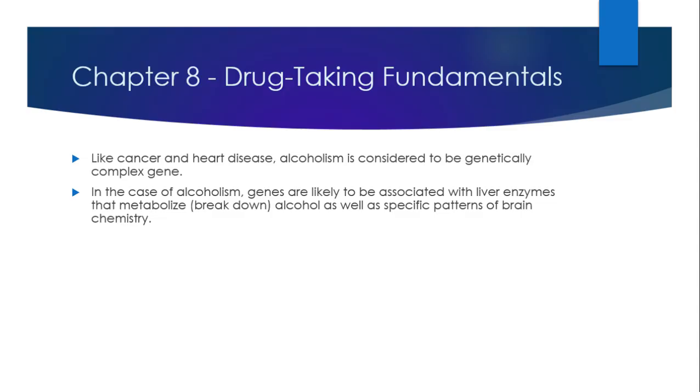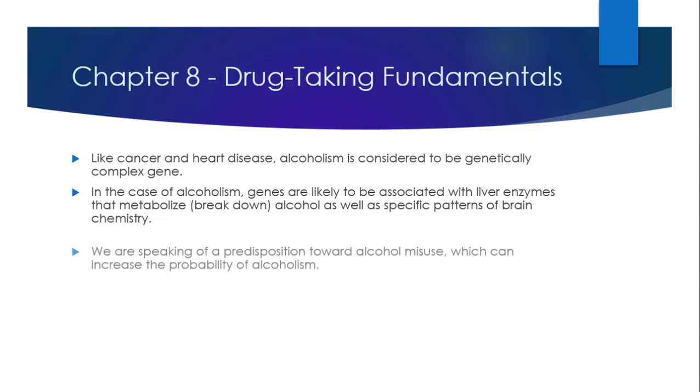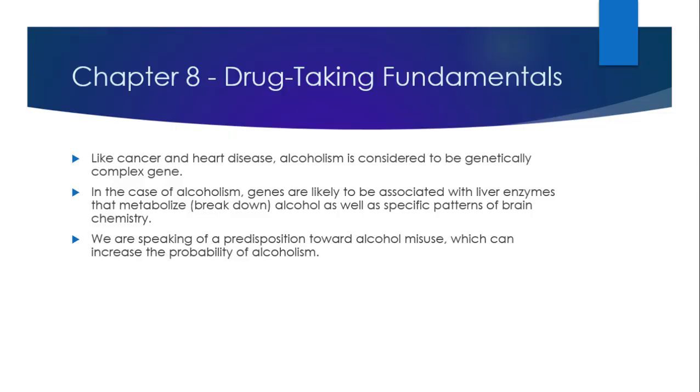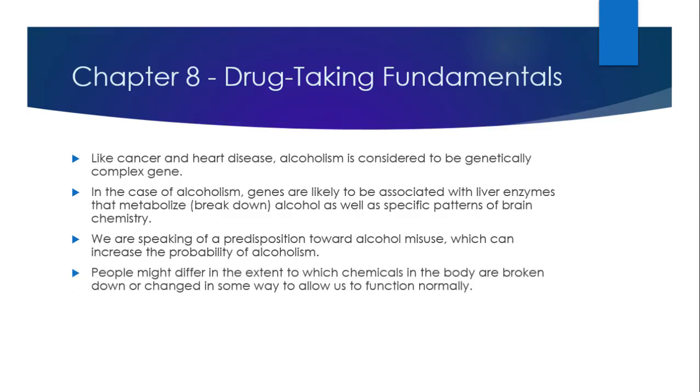In the case of alcoholism, genes are likely to be associated with liver enzymes that metabolize or break down alcohol, as well as specific patterns of brain chemistry. We are speaking of a predisposition towards alcohol misuse, which can increase the probability of alcoholism. So we just want to choose our language carefully: we're not talking here about having a bad gene that guarantees you're going to develop alcoholism. No. It's much more complicated than that. Again, we need to speak in terms of influences, probabilities, likelihoods, not any sort of purely deterministic model.